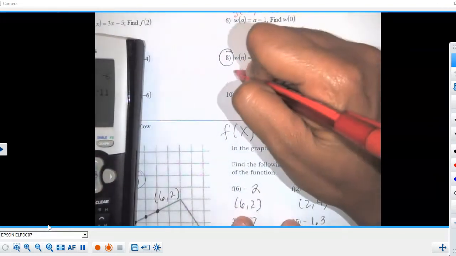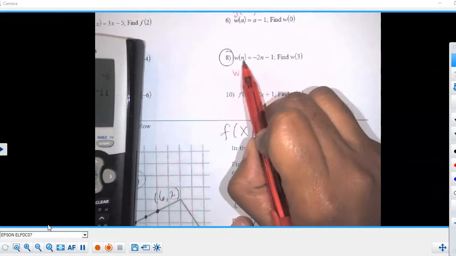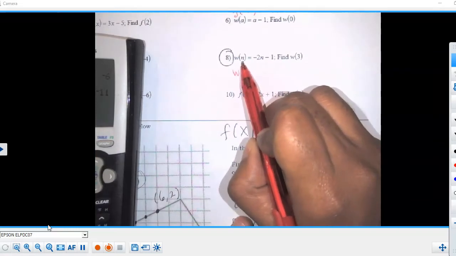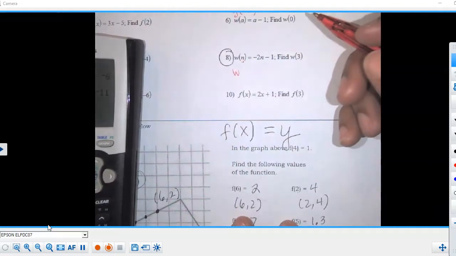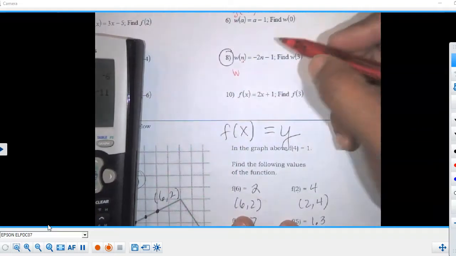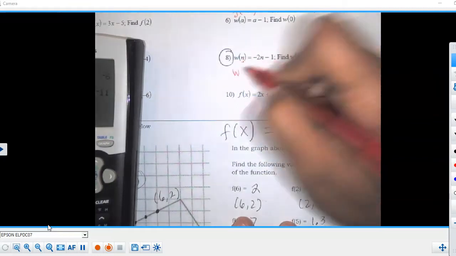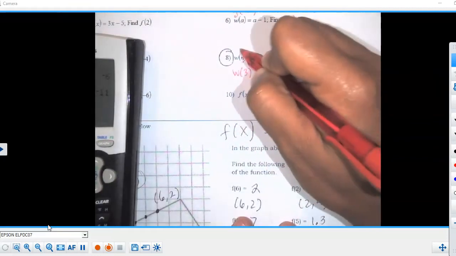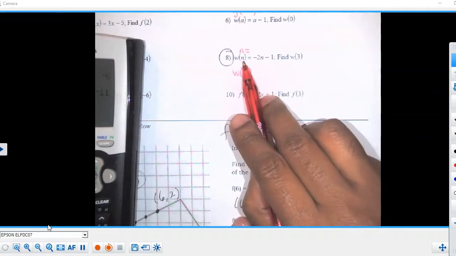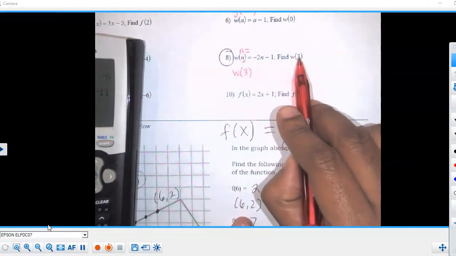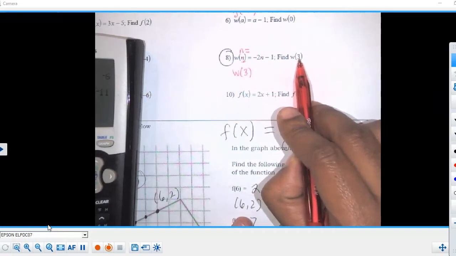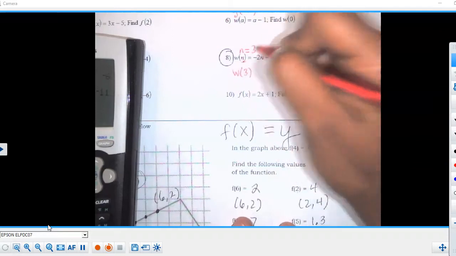All right, number 8. This one, there's a w function. Instead of calling it x, they're calling it n. That's okay. N can be, I don't know, the number of ducks that came to the park that day. Just saying. All right, so now I'm going to plug in 3 for my n value, because again, n is equal to whatever's in parentheses here. Whatever they evaluate, that's what you're going to plug. 3 is going to be plugged in for n everywhere in the function. So n is equal to 3.